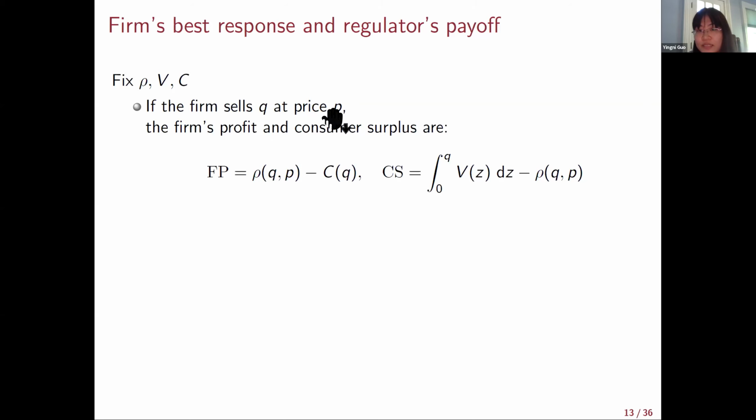Okay. Now, given a policy rho, a demand V, and a cost C, if the firm sells Q units at price P, the firm's profit is the revenue rho minus the cost of production. The consumer surplus is the total surplus for consumers up to Q minus the revenue rho. So basically, we're saying that any subsidy to the firm is paid by consumers through their taxes, and any tax from the firm goes to the consumers as a subsidy. Okay, so this is also standard.